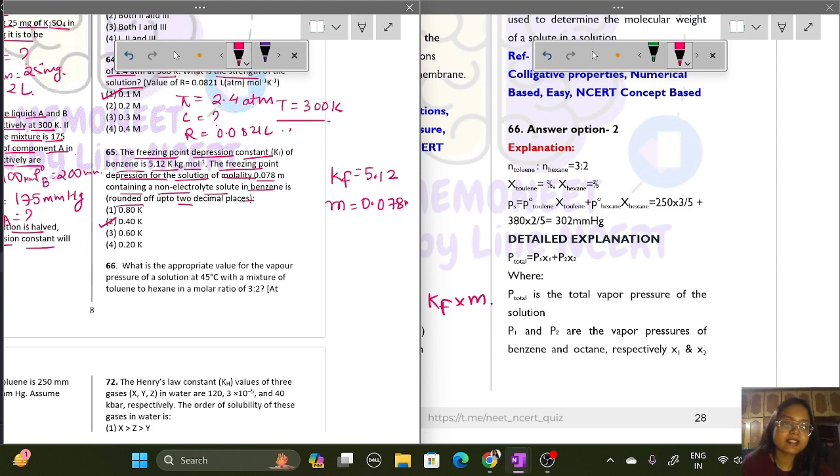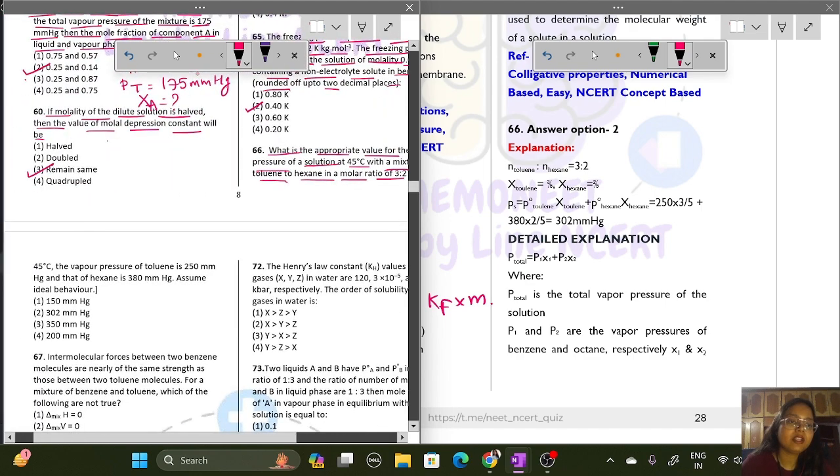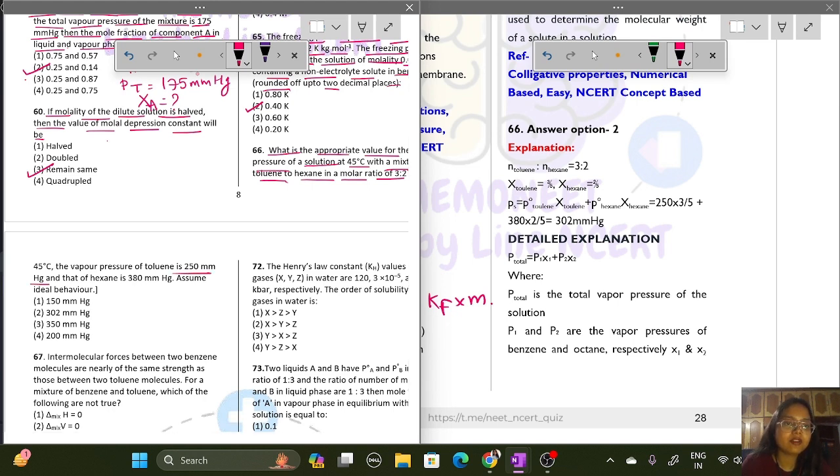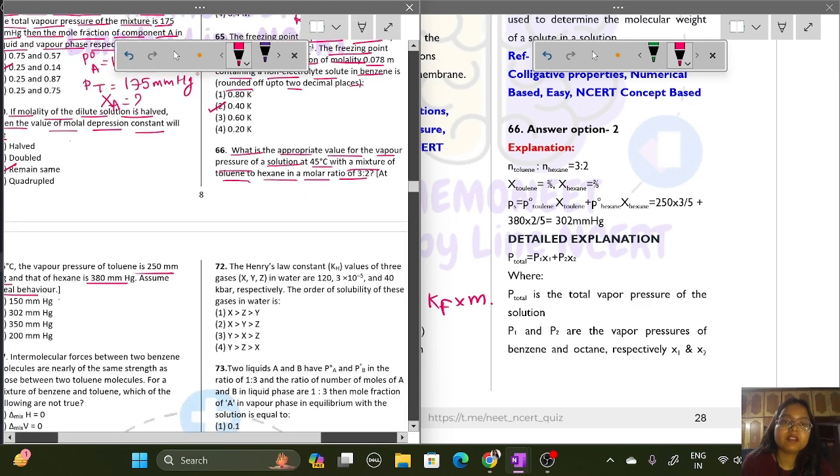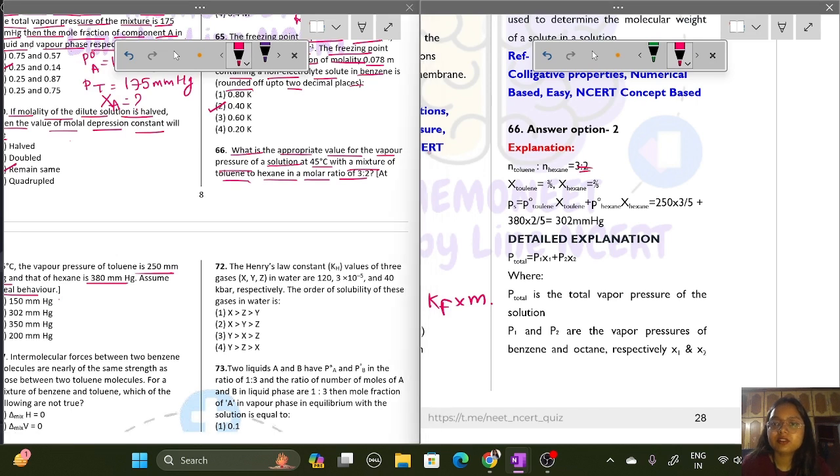In question number 66, what is the appropriate value for the vapor pressure of the solution at 45 degree Celsius with a mixture of toluene to hexane in a molar ratio of 3:2? At 45 degree Celsius, the vapor pressure of toluene is 250 mmHg and that of hexane is 380 mmHg. Assume ideal behavior. So this is the appropriate value for the vapor pressure of the solution. Now, the ratio is given as 3:2, and the mole fraction of toluene we will calculate as 3/5 and hexane as 2/5.